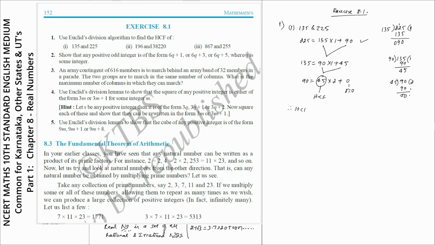Therefore HCF of 135 and 225 is 45, or simply HCF of 135 comma 225 is equal to 45.